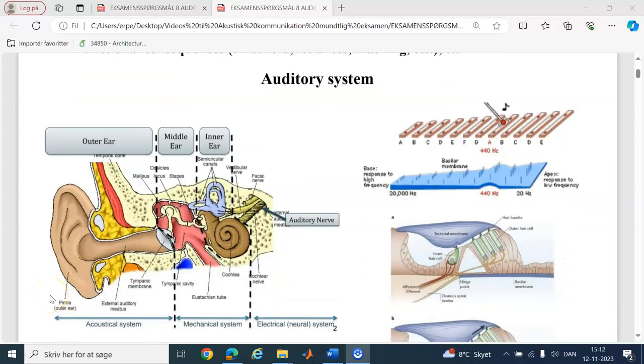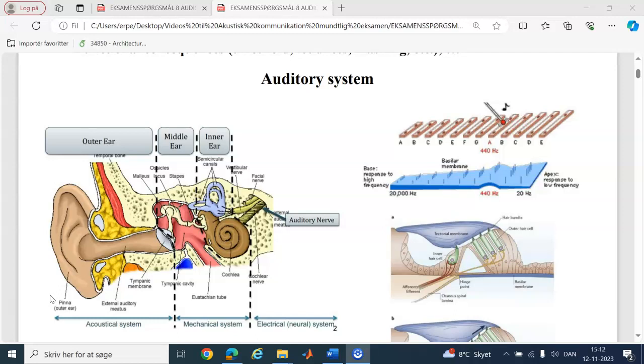Auditory system. We have the outer, middle, and inner ear. The outer ear belongs to the acoustical system with the pinna, ear canal, and eardrum. The middle ear contains the ossicles. The inner ear has the cochlea and also some balance semicircular canals, important for balance. And it's a mechanical system.